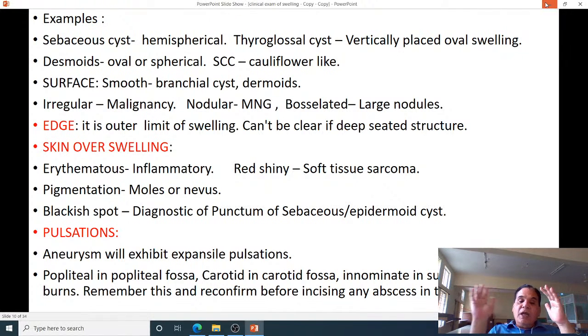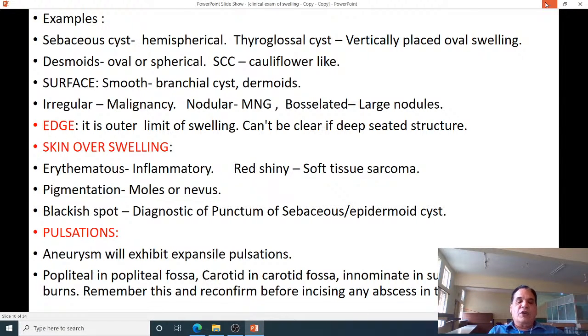Edge. In ulcer, edge is between the margin and floor. Here, margin is the limit of swelling. You see the difference? In ulcer, edge is between the margin and the floor. Here, it is the outer limit of swelling. And many times in a deep seated structure, you cannot clearly see the edge. You can see the region.